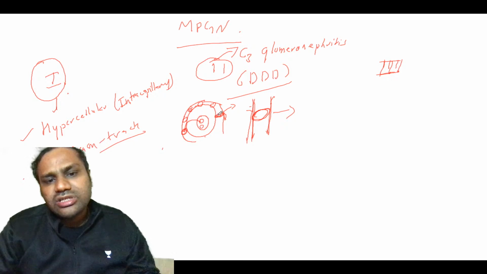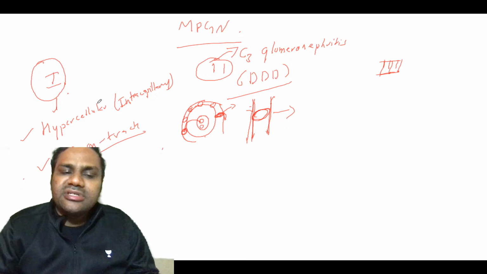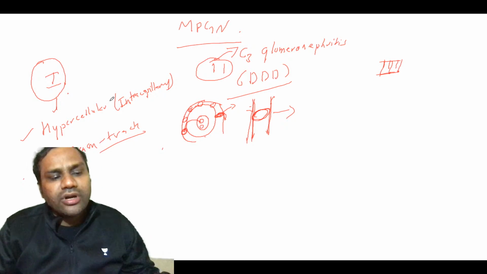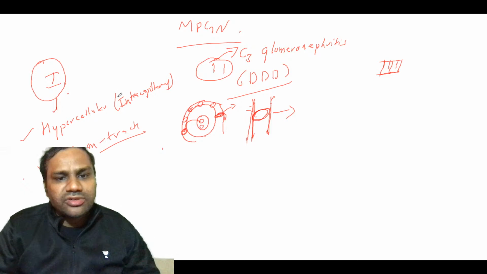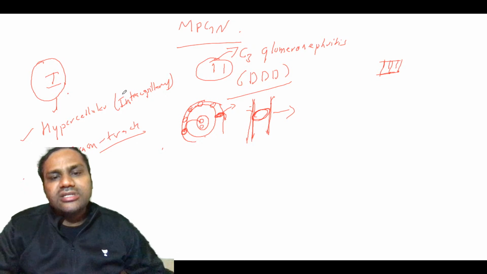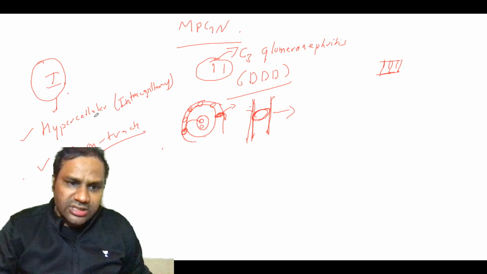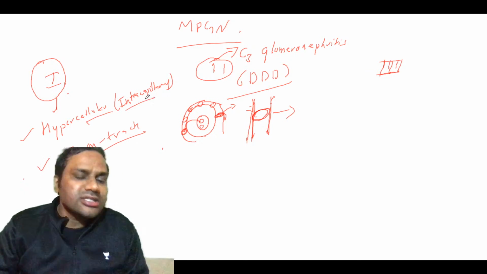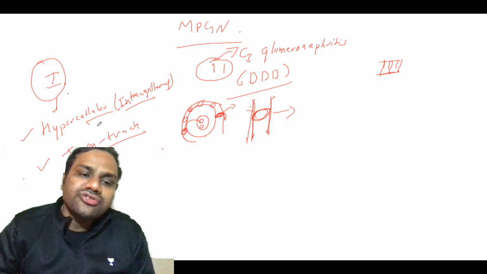So this is the most important main cause of MPGN. That was MPGN type 1. It can be seen in type 2 and type 3 also, which we are not concerned about. But type 1 is more important because this is the main type of MPGN which you see.